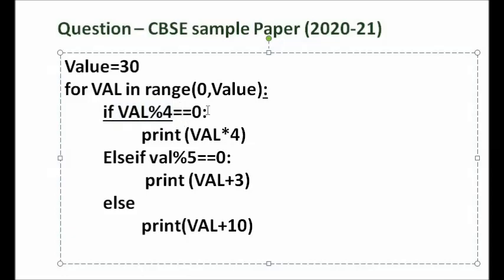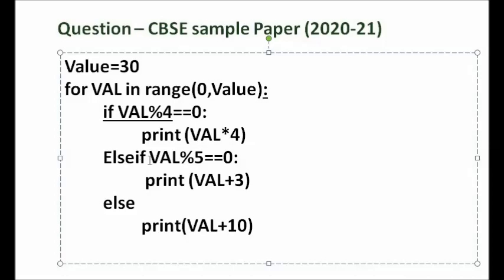Then double equal to 0. Colon is there, so no error. The next statement, print val into 4. No error. Then come to the next statement, else if val modulus 5. Here also val you have to give in uppercase.